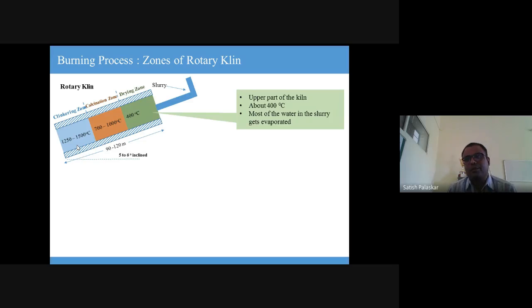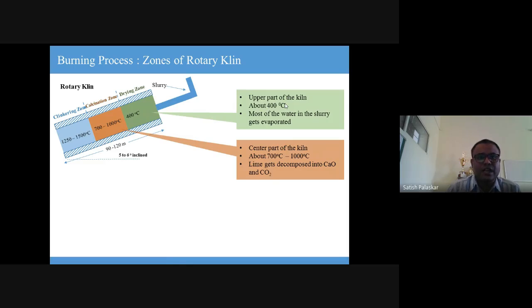See, the upper part of the kiln is about 400 degrees centigrade. Most of the water in the slurry gets evaporated. When the slurry comes over here at 400 degrees centigrade, almost all the water will get evaporated. Then it comes to the second part, that is the calcination zone, the center part of the kiln, where the temperature is maintained at 700 to 1000 degrees centigrade. Lime gets decomposed into CaO and CO2.